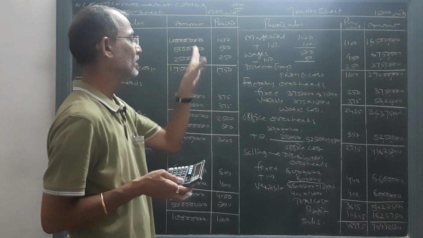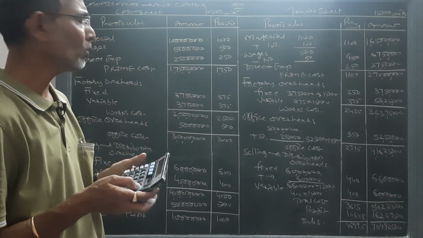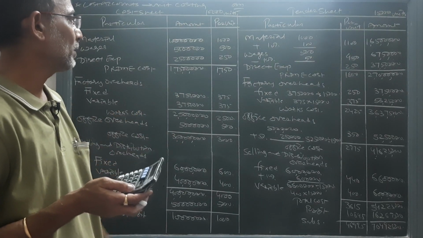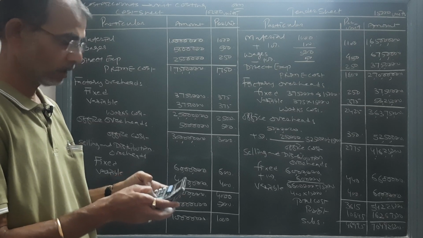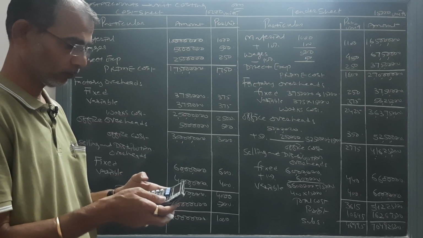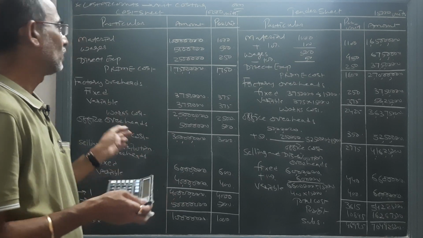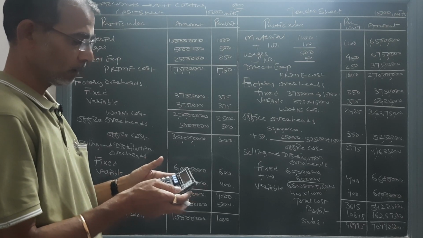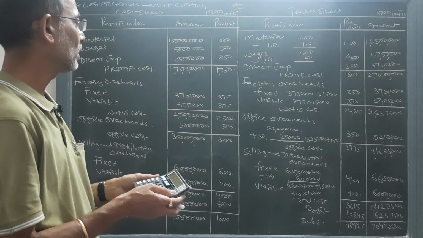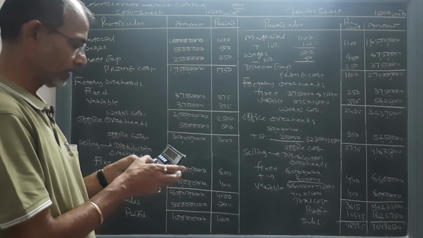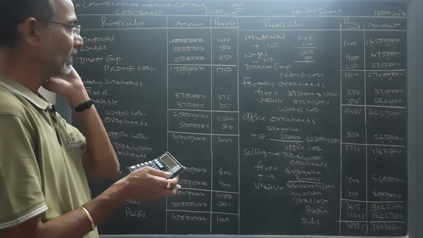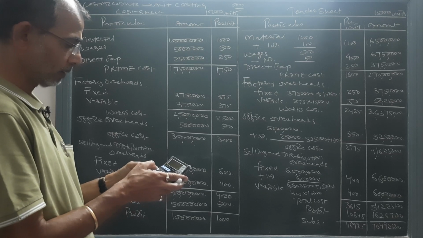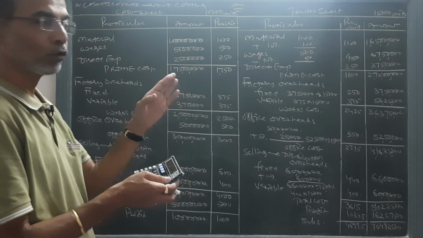Now let's repeat and check, so we can find that there isn't any mistake. Material was to be increased 10%, so it came to 1100 into 15,000, 1 crore 65 lakh. Wages will decrease 10%, so 450 into 15,000, that came to 67 lakh 50,000. Direct expenses were to be kept as it is, so that were 37 lakh 50,000 plus 67 lakh 50,000, 1 crore 65 lakh, that came to 2 crore 70 lakh.